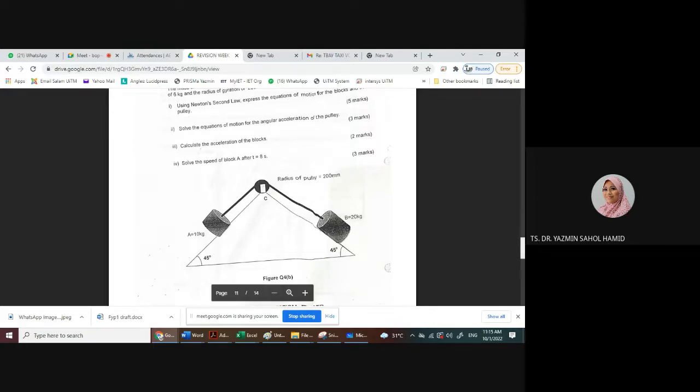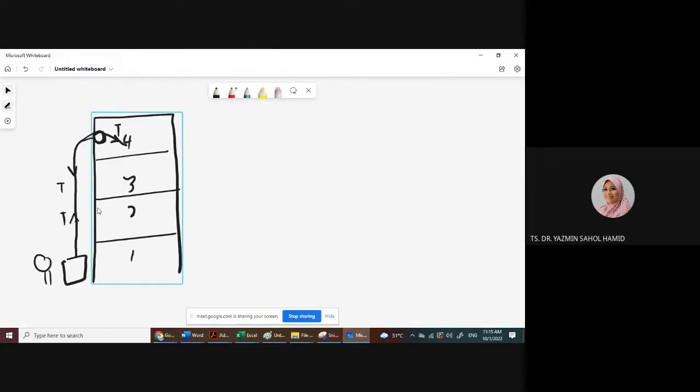So when you discuss in your project, for example, if you want to relate it, you can ask: what is the angular acceleration of this pulley? What is the time taken for this bucket to reach level 3 or level 4? What is the distance travelled by the bucket from level 1 to level 3? Or what is the displacement in terms of angle? It can be in terms of angle.